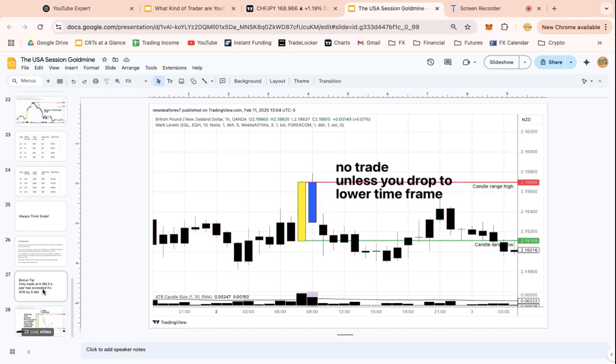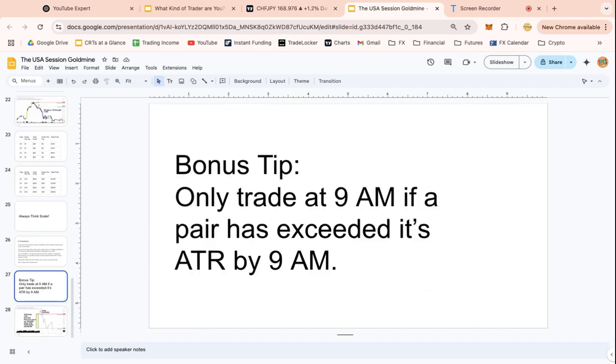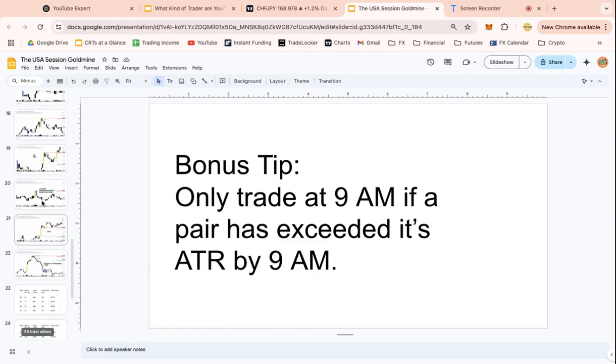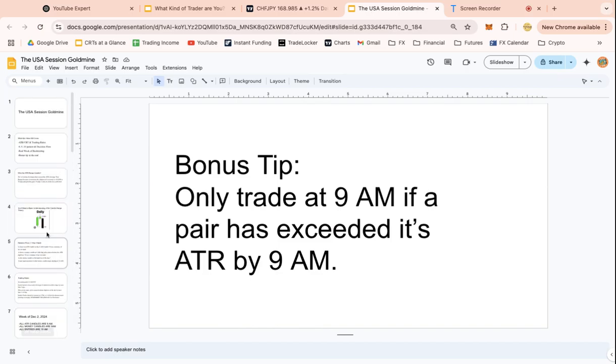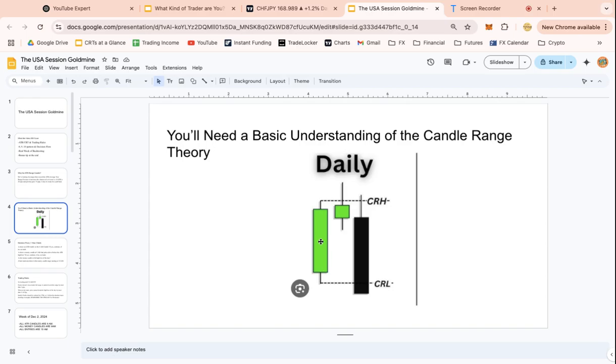They don't happen a lot, so stick to 10 a.m. That's just a little bonus tip, but don't make something like this the foundation of your trading. Stick with the basic principle of the candle range theory. This right here: 8 o'clock ATR candle, 9 o'clock money candle, 10 o'clock.